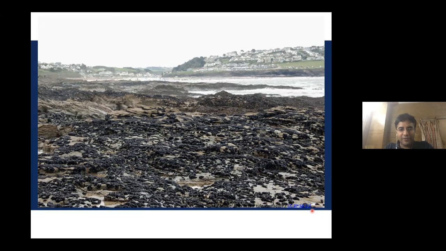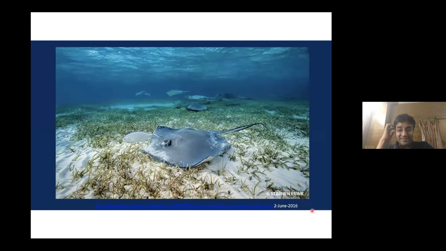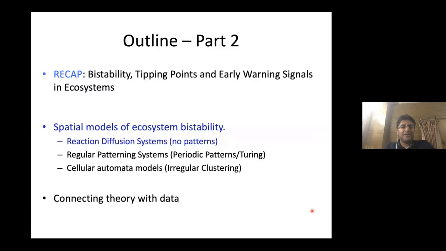So this is an example of clustering in the muscles. And this is an example of clustering of vegetation on the seabed. So there are many, many examples, plenty of examples.